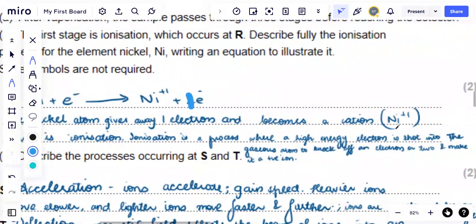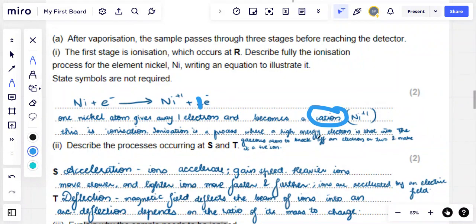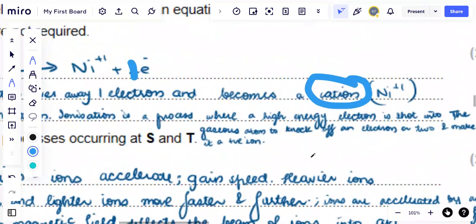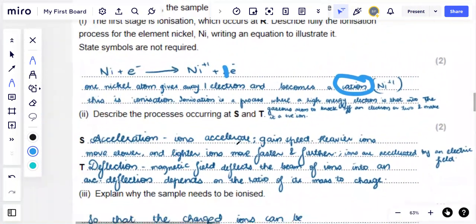So we need a cation. Make sure you don't form an anion. It's a cation. This is ionization. Ionization is a process where a high energy electron is shot into the gaseous atom to knock off an electron or two to make it a positive ion.